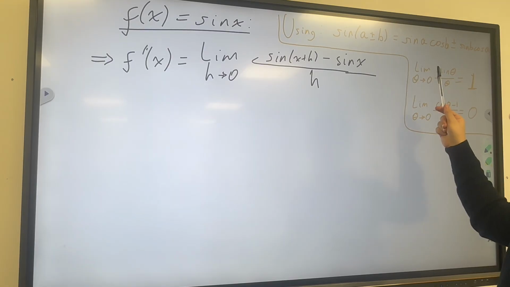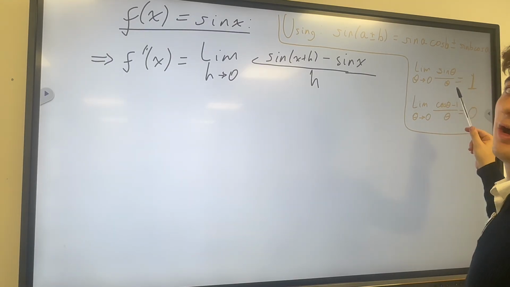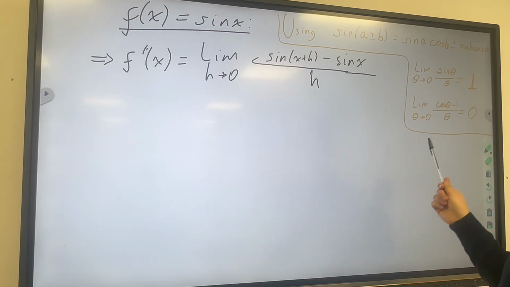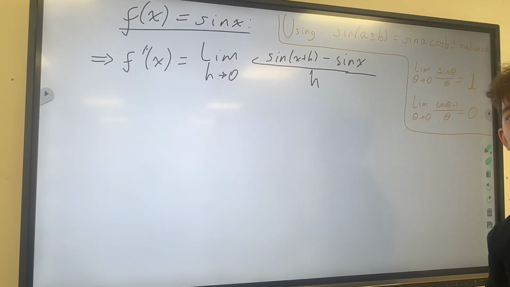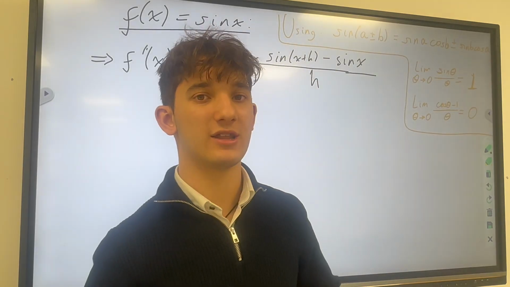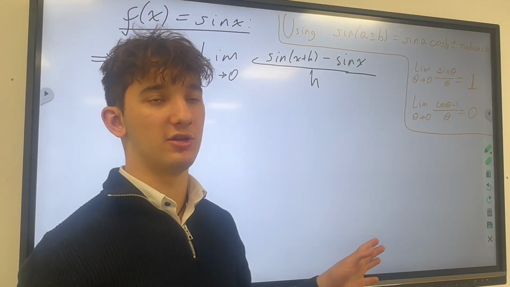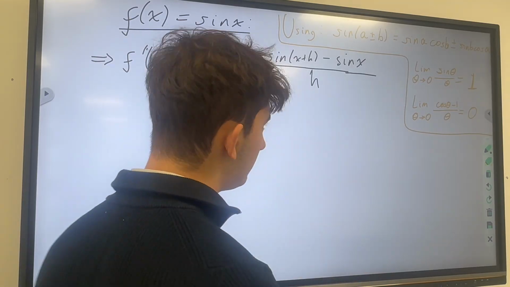Next, we're going to use the limit of theta going to 0 of sine theta over theta equals 1, and likewise, the limit as theta goes to 0 of cosine theta minus 1 all over theta equals 0. That makes no sense to just about anyone right now unless you know the explanation, and I will do one in a future video, I promise. But for now, let's just focus on the derivative and then we can look at why this stuff works.